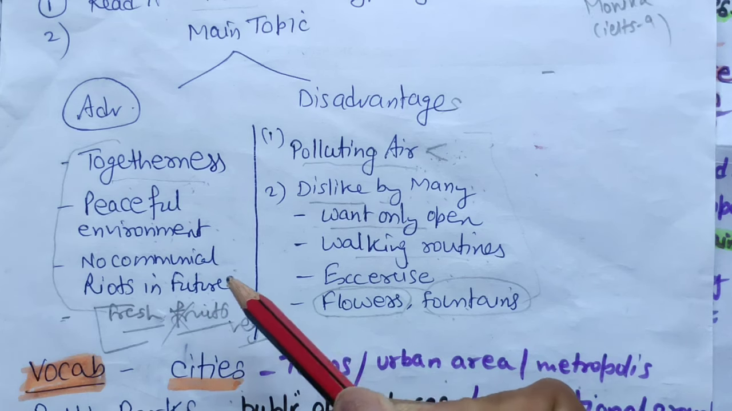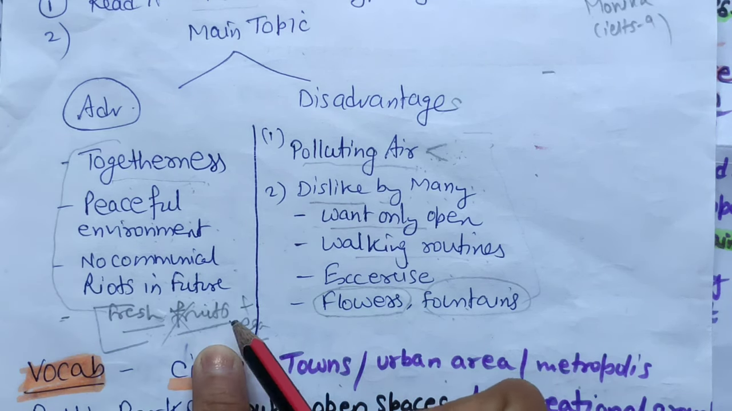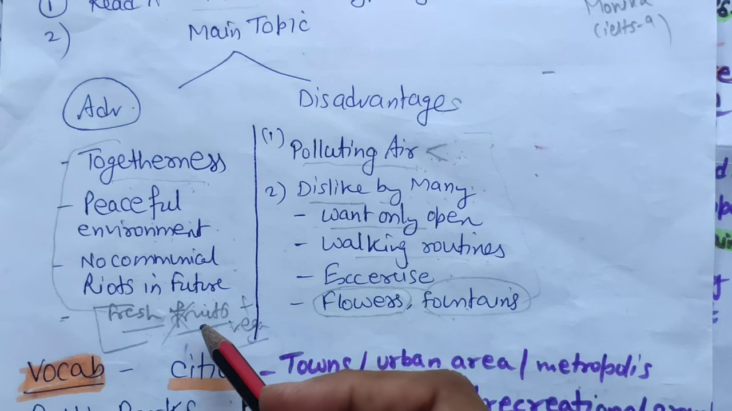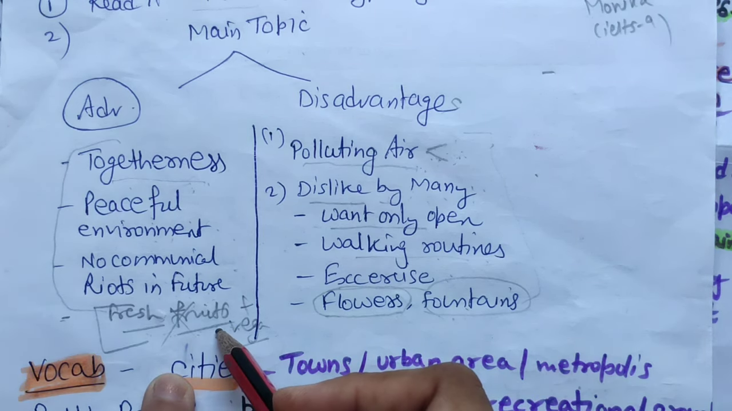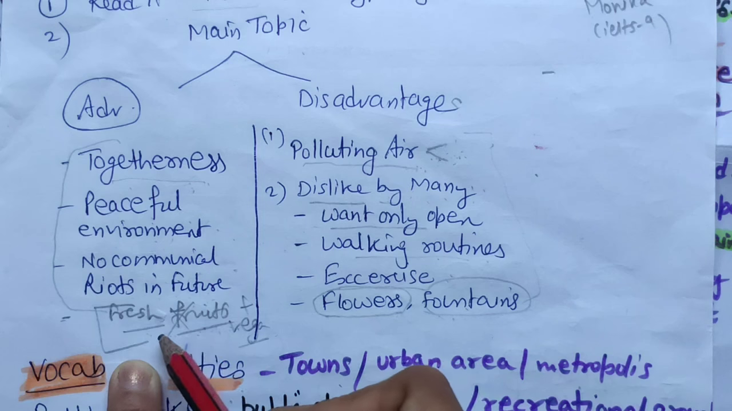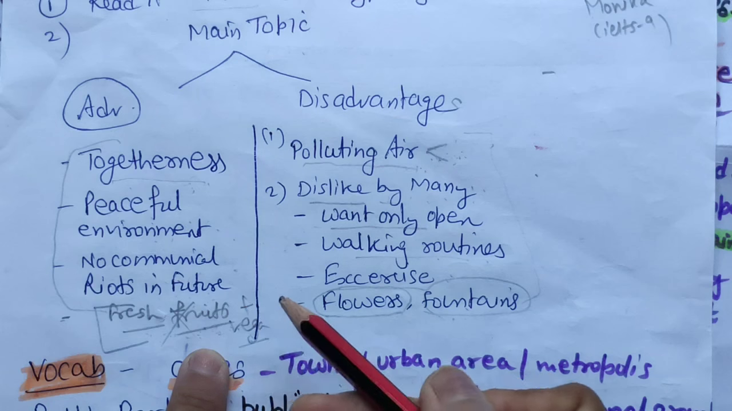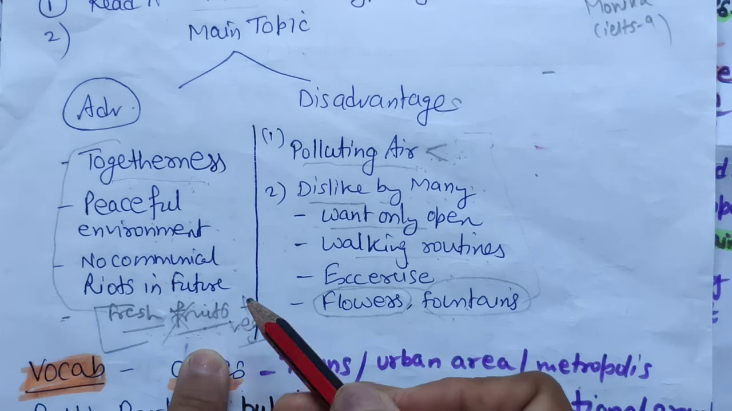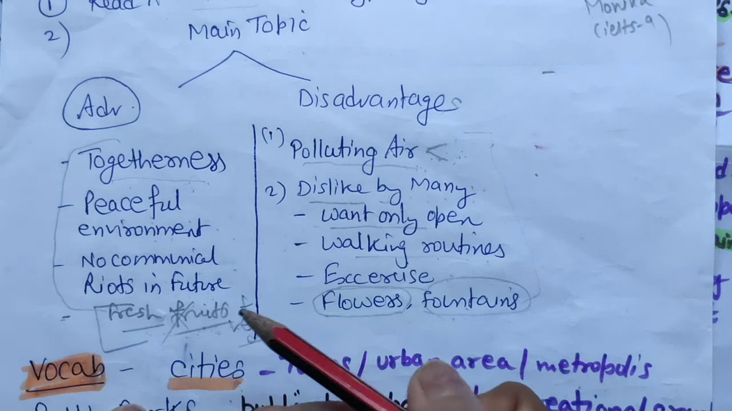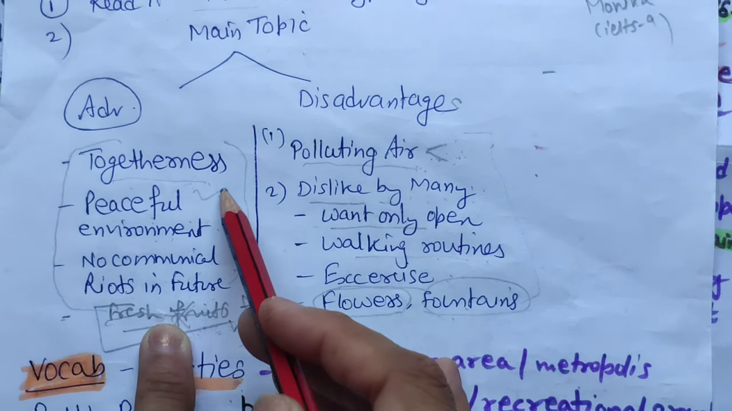So in future the government can expect no communal riots relating to religion, community, or status. And another benefit I was thinking about: people can get fresh fruits and vegetables. But how is it possible? Public space is very little compared to houses, societies and flats. A lot of people are there, so it is not possible to supply everyone fruits and vegetables from those open lands. Ultimately we have to go to the market to buy them. So I have cut it. This is not a major advantage.